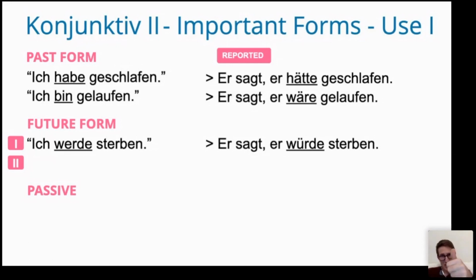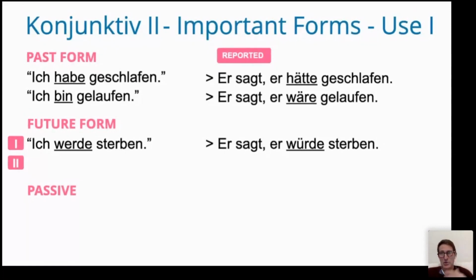In 1% of the cases, werden means to become. And that is when you become a mother or father. Ich werde Mutter, ich werde Vater. Maybe a couple of others, but it's really rare. So most of the time, werden is used to create something new. It's an auxiliary. It's a helper. So with sterben, it creates the future form, the infinitive of sterben. I will die. But werden doesn't mean will. It's just how the English say that.